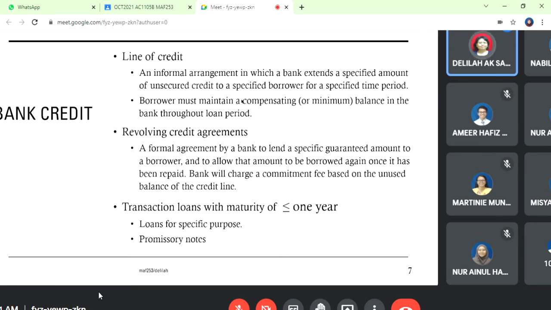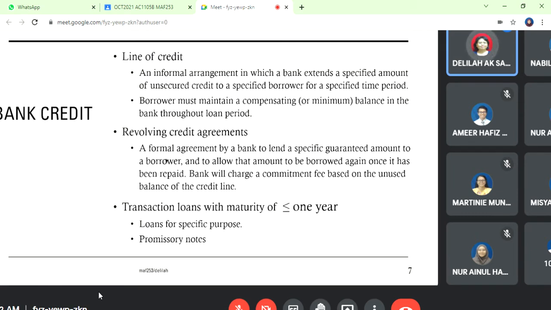Sometimes, you will see in the calculation, the bank requires you to maintain a compensating balance. A compensating balance means you must keep a minimum amount in your account. Your account cannot be zero. So sometimes when you go to the bank, they require that the balance in the bank should be a certain value. That is a compensating balance. Throughout the loan period, you have to make sure that this minimum balance is maintained.